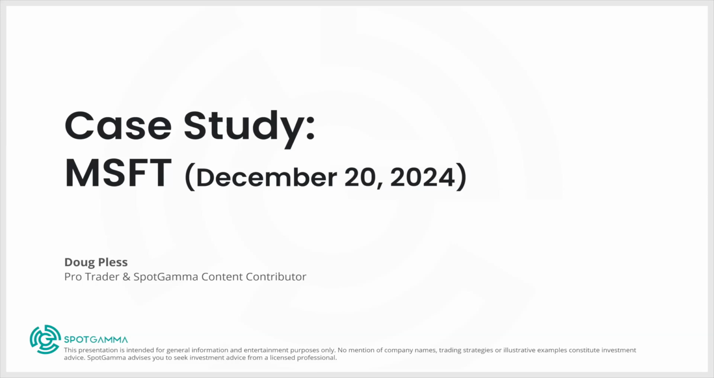This presentation is a case study that shows how to use a variety of SpotGamma tools to find and plan a trade in a stock. The stock selected for this case study is Microsoft, showing an intraday trade on December 20th.